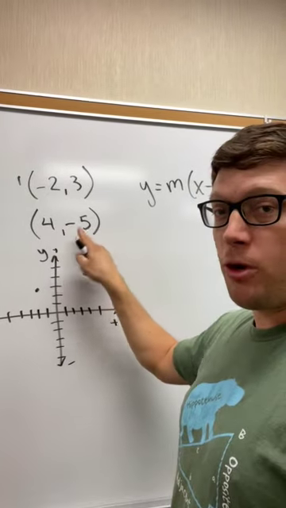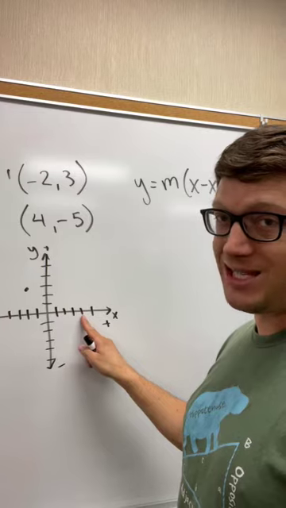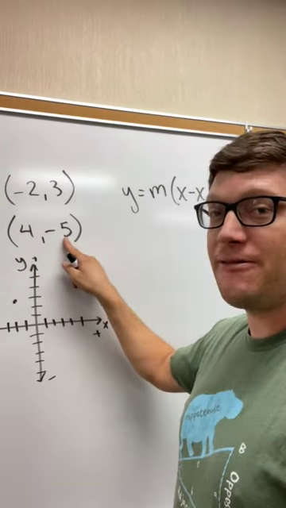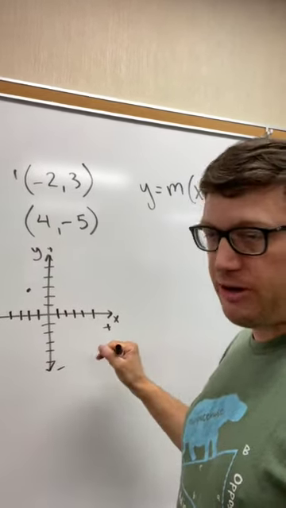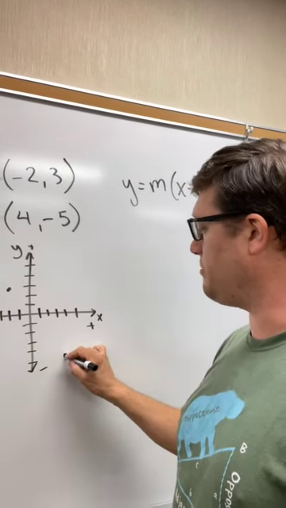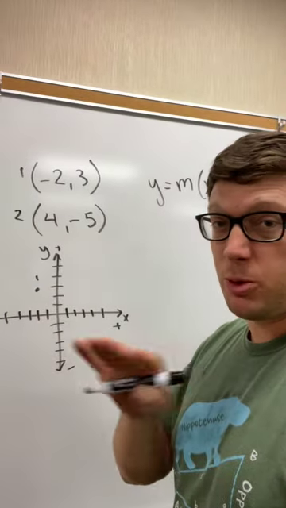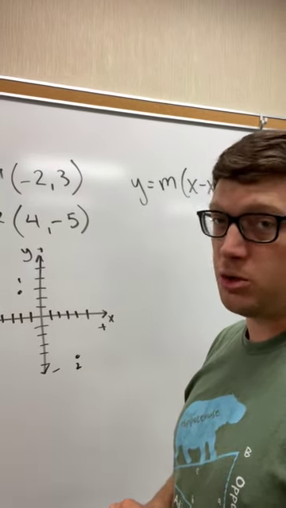The second one, 4, -5, means I'm going to go 1, 2, 3, 4, because the first number is a 4, that's in x direction. And then the -5 means from that value, I'm going to go down 5 spaces. So 1, 2, 3, 4, 1, 2, 3, 4, 5, down there. That's the second point, point 1, point 2. We have 2 points. We're going to talk about the equation of the line that goes between those 2 points.